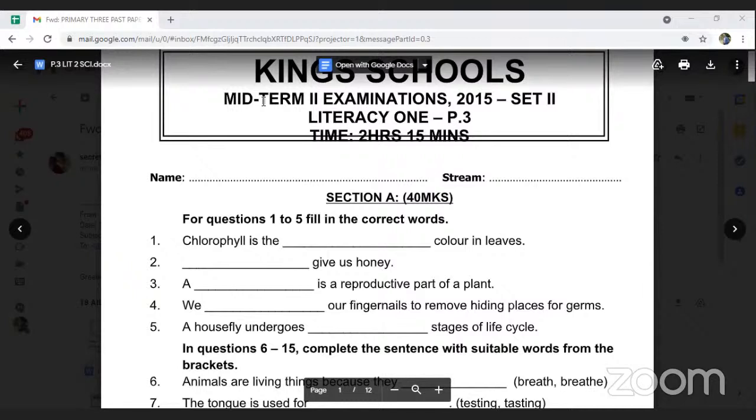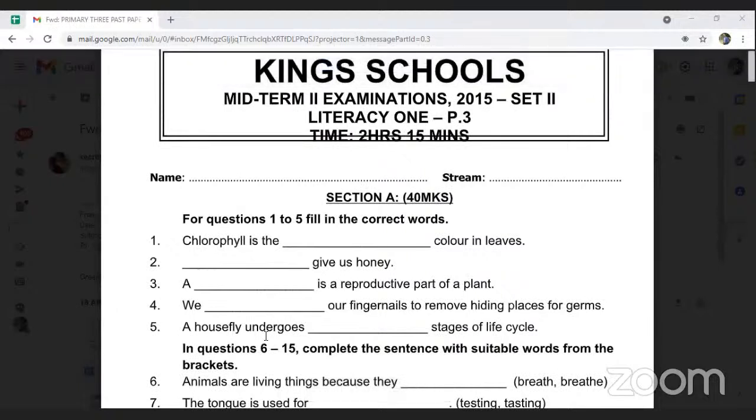Raphael? How many stages? Come again? 3. No, it doesn't go through 3 stages. It goes through 4 stages of growth and development. So here you would have said the housefly undergoes 4 stages of life cycle.